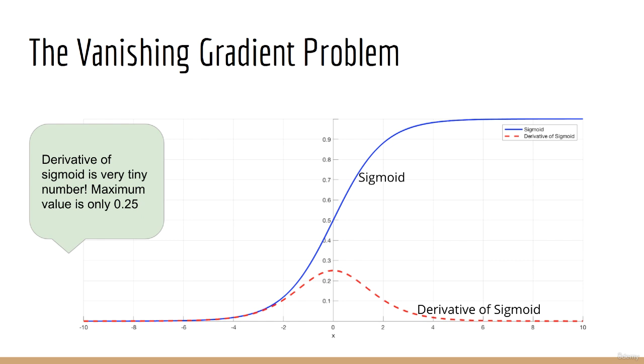Well, consider what the sigmoid actually looks like. Most of the sigmoid is flat. In other words, the derivative of the sigmoid is very nearly zero at most points. Only in the center is it non-zero. It also turns out that the maximum value of the derivative is only 0.25. This is the highest possible value of the derivative of the sigmoid.